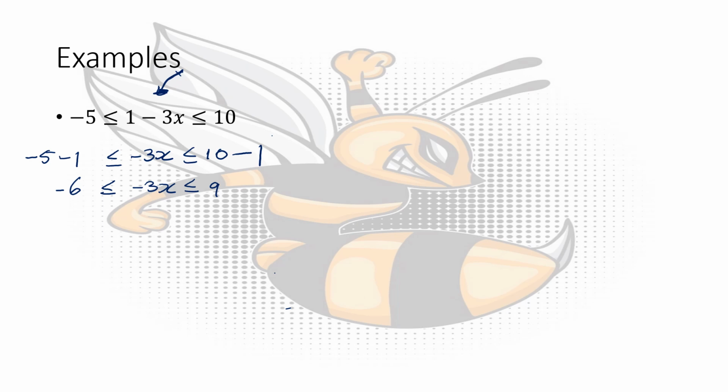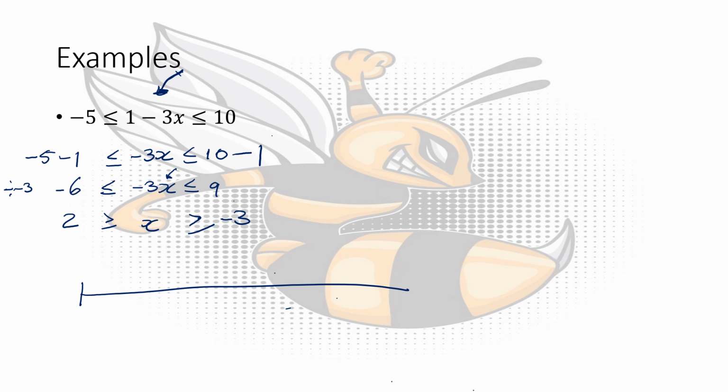From there, remember my goal is to get the x alone. So what I do is I divide everything by minus 3. Since I'm dividing by a minus, all of my inequalities flip. So my x value is going to be, well, minus 6 divided by minus 3 gives me 2. And my 9 divided by minus 3, that's going to give me minus 3. So in this case, my x value should be between 2 and minus 3.